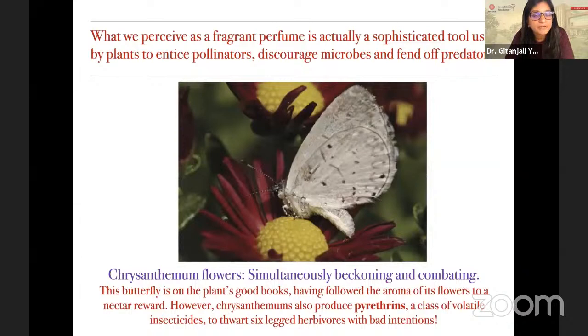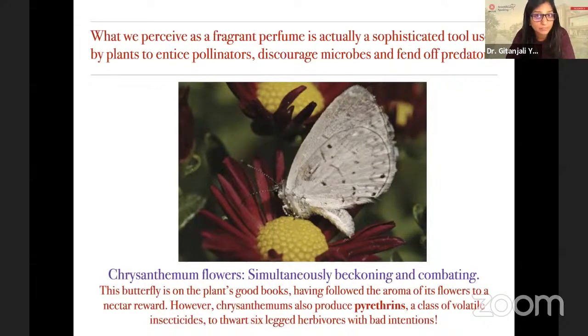What we perceive as fragrant perfume, you all know the scent of jasmine, right? And I told you it's a terpene. It's a chemical that is released by plants for communicating with pollinators, with us, with different kinds of potential friends and foes in the biosphere. So what you perceive as fragrant perfume is actually a sophisticated tool which has been created or evolved by plants to entice pollinators, also to discourage microbes and to fend off various predators. Now, what you see on the slide here are chrysanthemum flowers, which are simultaneously beckoning and combating, I'm so sorry, beckoning and combating this particular butterfly.